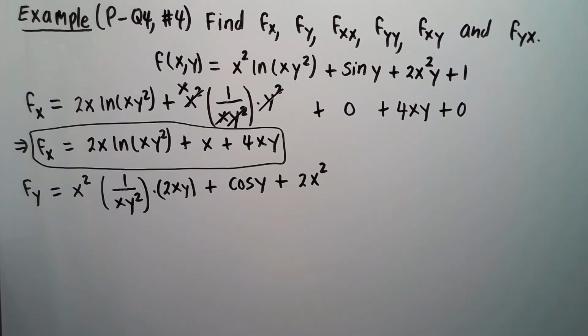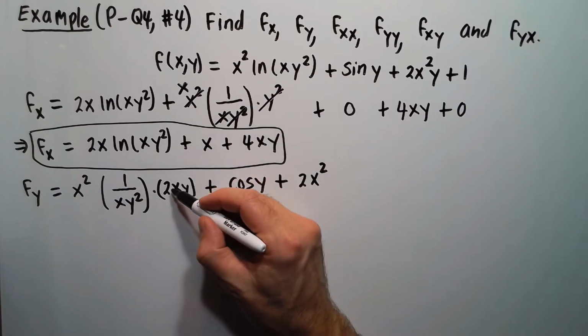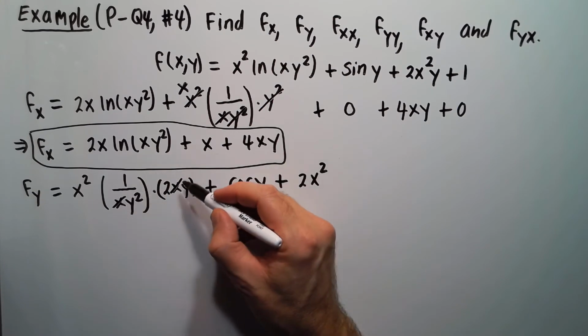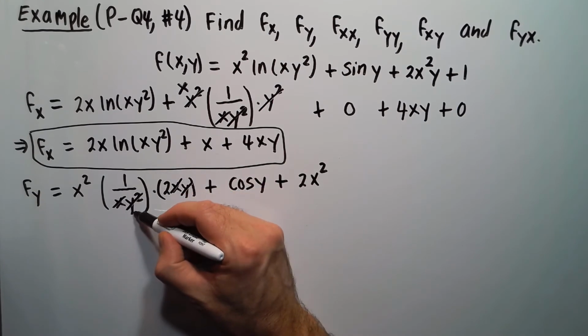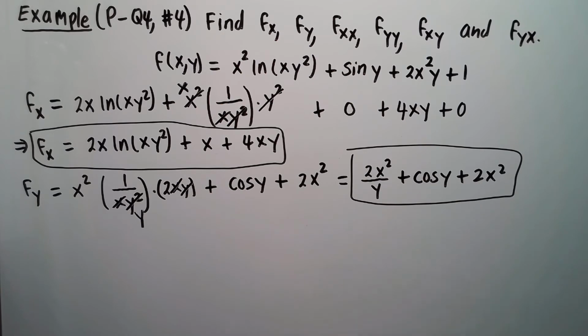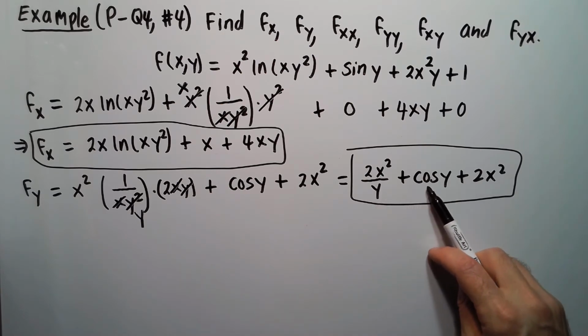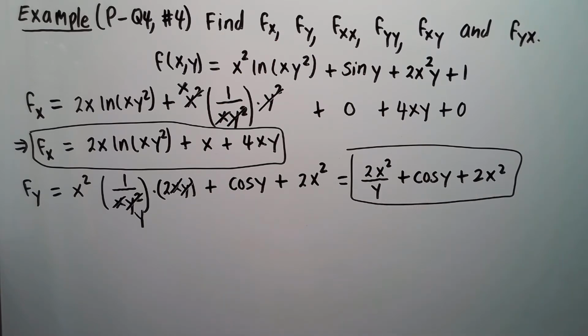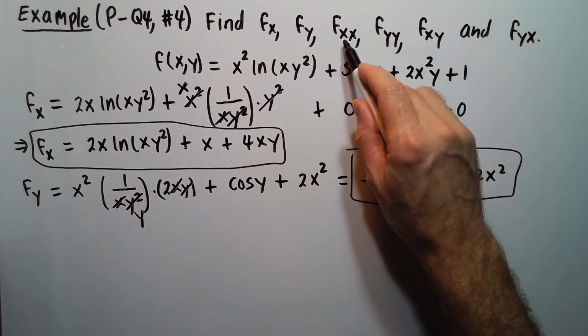So let's simplify this a bit. Here we can cross an x off and a y. Okay, so let me write out what we get over here then. So we get this, 2x squared over y plus cosine y plus 2x squared. Now let's do f double x next.